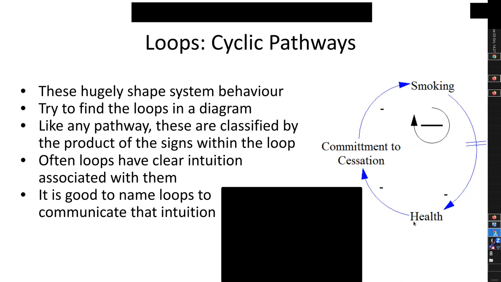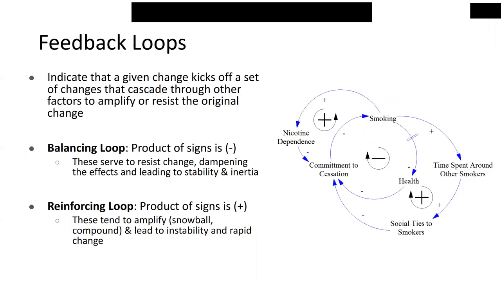Think carefully about that. As health decreases, there's a minus sign. What does that mean? As health goes down, commitment to cessation will go, sorry, increase. Because it's a double negative, right? Awesome. And then? So it increases. If this increases, then the amount of smoking would decrease, even given the value it otherwise would have been. That's right. That's exactly right.